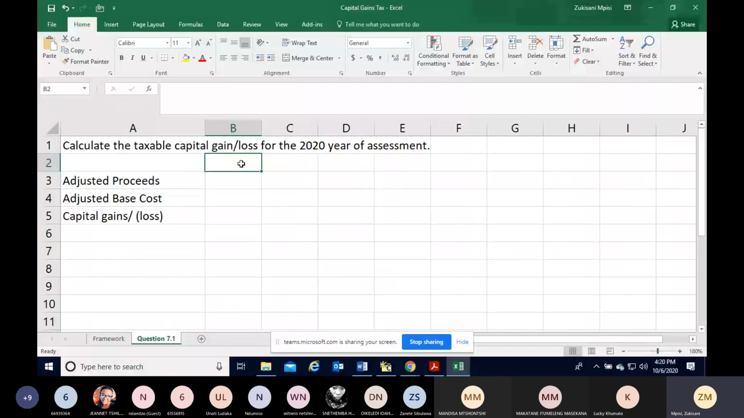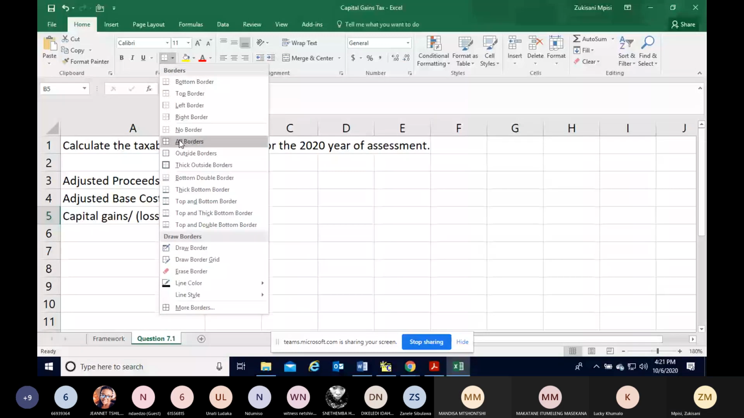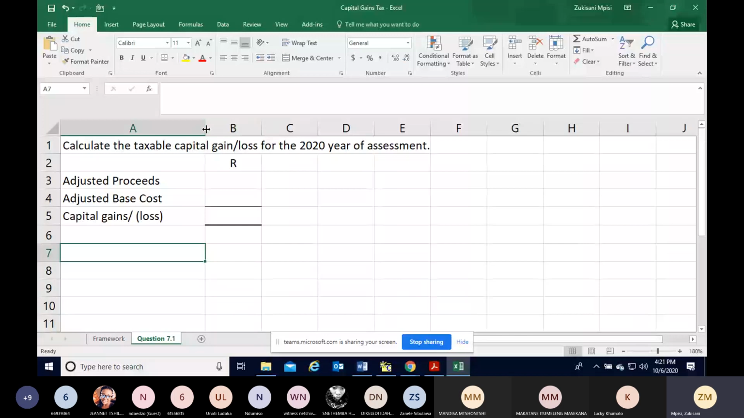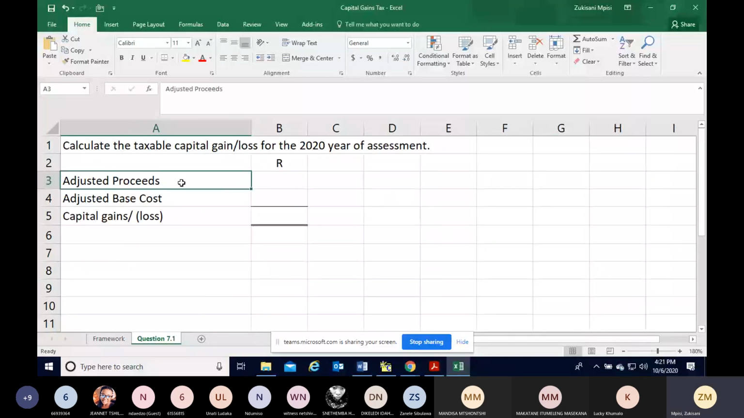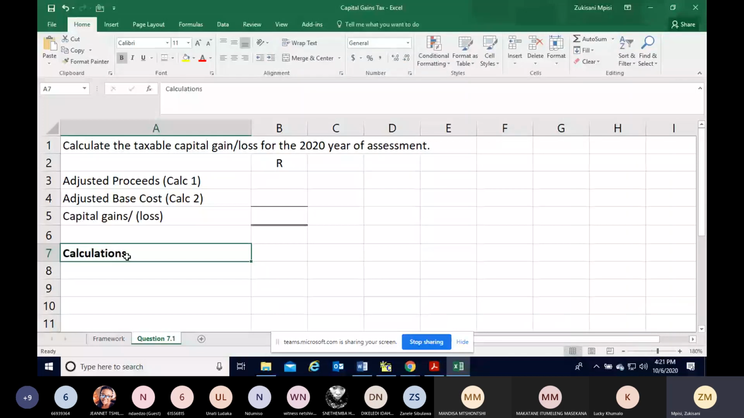This is basically what we need in this question to be able to complete this answer. We need to know what the adjusted proceeds and the adjusted base cost are in order to get to the capital gain or loss. So for adjusted proceeds we're going to have calculation 1, and for base cost we're going to have calculation 2. This is basically your calculations here of how everything comes together.